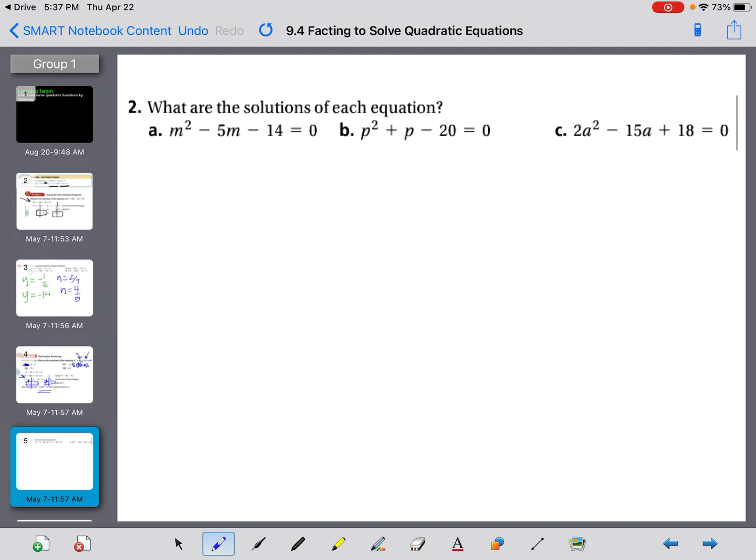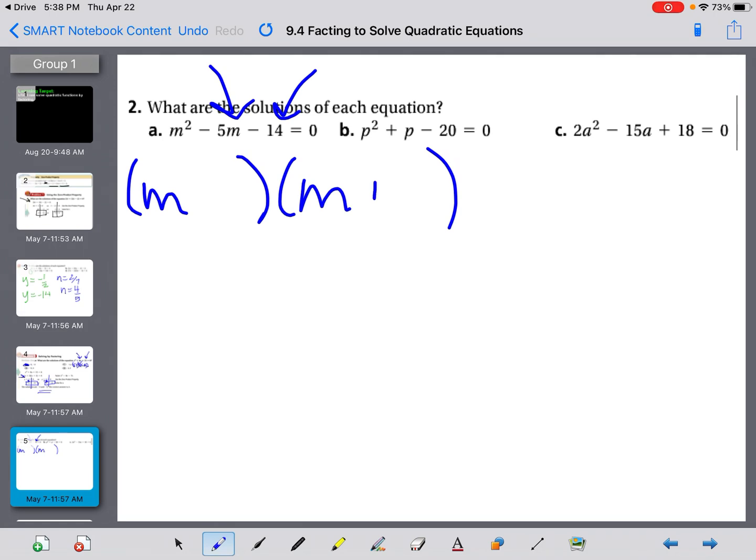Okay, so to solve by factoring, we're going to try that on this A and B, and then I'll let you work on C on your own. Okay, so for A, I know that I need an m times an m. And then I need to find a number that multiplies to be negative 14, but adds to be negative 5. In this case, I'm going to need a positive 7 and a negative 2.